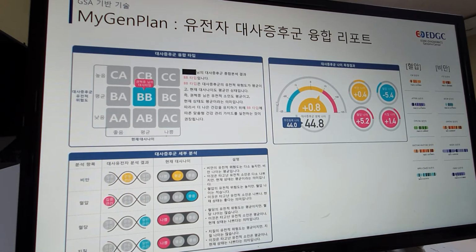And also, we are checking metabolic syndrome. The product name is Myzempren. So we can check our genotype data, plus some health checkups. Every year we do the health checkup, and we can get some report from the hospital. So by mixing these two data, we can make this kind of report. This is the genotype risk, and this is the current metabolic score.